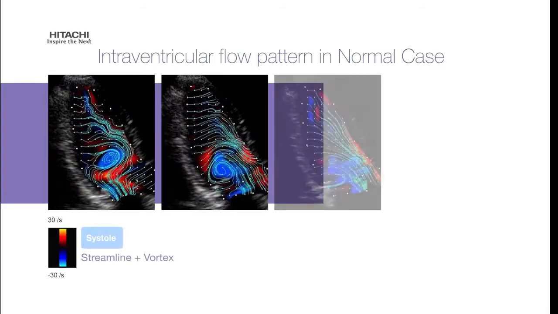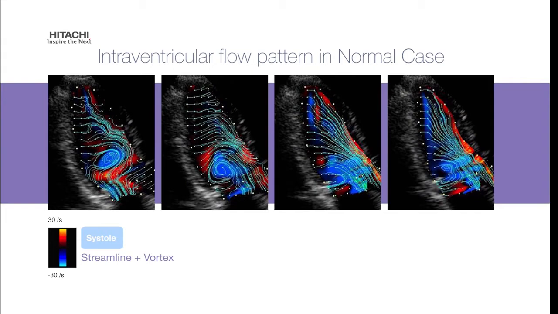At early systole, the rotating blood flow is redirected towards the outflow tract. Vortex disappears at mid-late systole, and the systolic outflow is unidirectional and laminar. Intraventricular blood flow is optimized to facilitate efficient systolic ejection of blood.